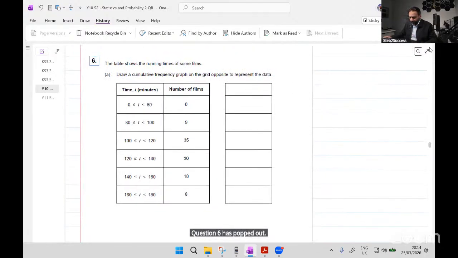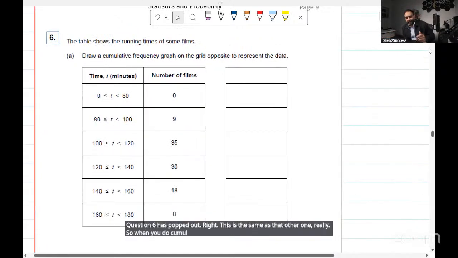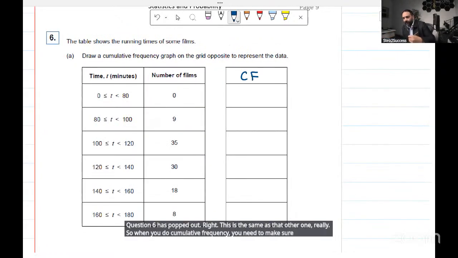Right. This is the same as that other one, really. So when you do cumulative frequency, you need to make sure that you make another column for cumulative frequency. Cumulative means add up as you go along. So we start with the same number here, but then subsequently we add up everything from before. So that's 9 again, because it's 9 add 0.